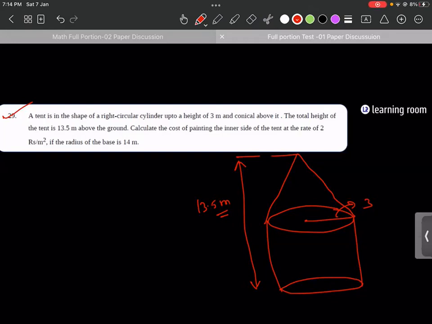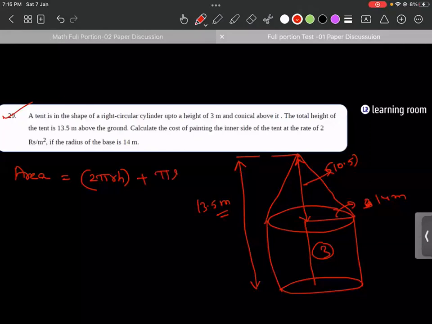One minute. Up to a height. Oh, this height is 3. Yeah, sir. So the radius is 14 meter. So this is 10.5. Okay. So what is going to be the total area, guys? I didn't get it right, sir. The area that needs to be painted. Tell me the formula. It should be the curved surface area of the cylinder and cone.